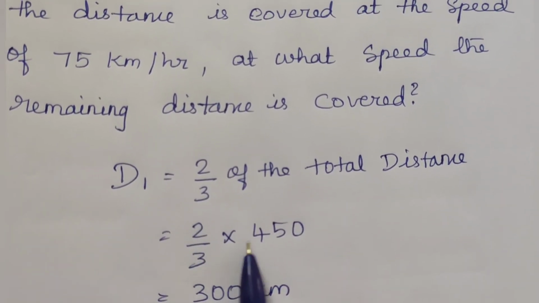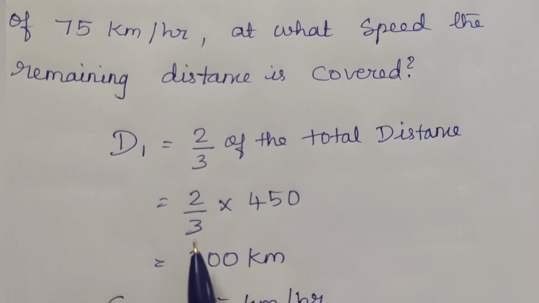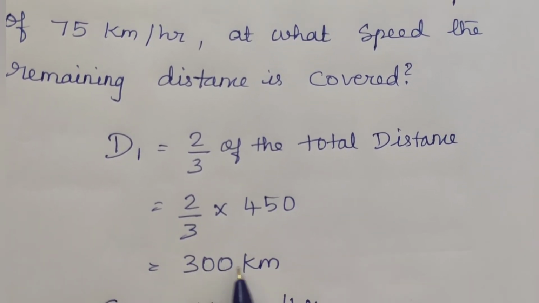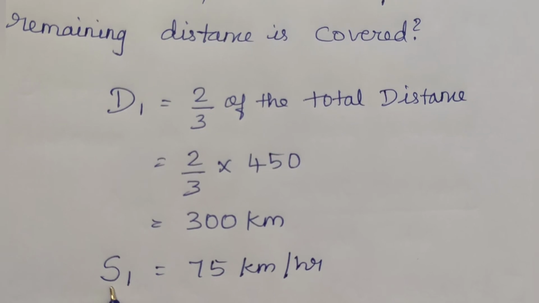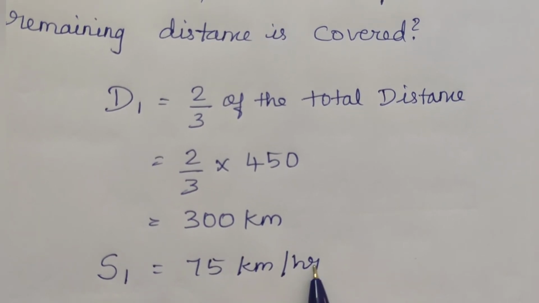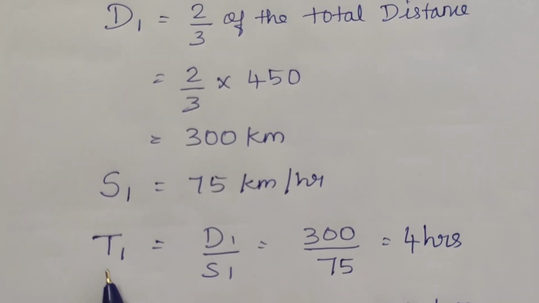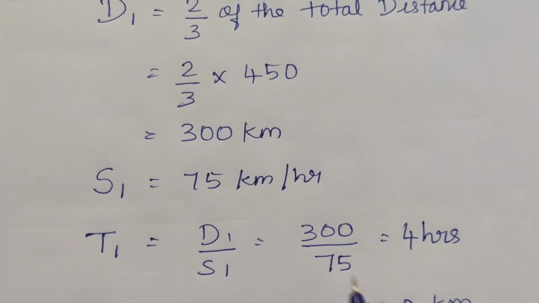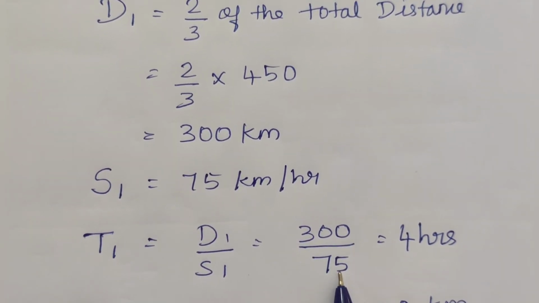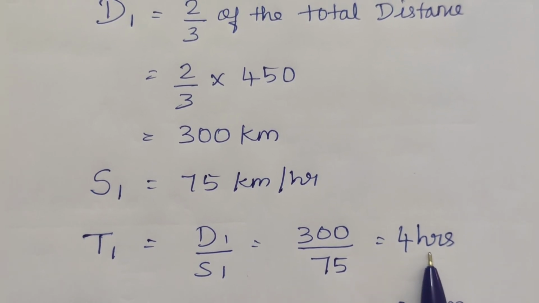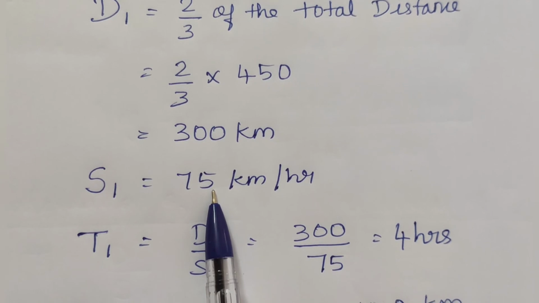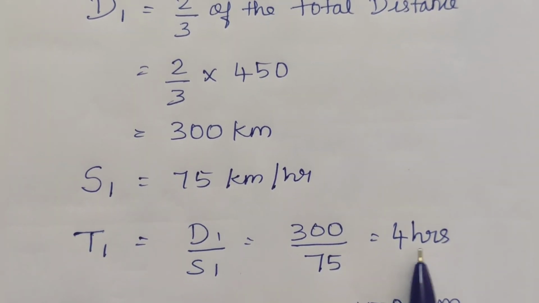2 by 3 of total distance 450: 3 goes in 450, 150 times, 150 into 2, 300 km. Speed 1 is 75 km per hour, which is given in the question. So time 1 is equal to distance 1 divided by speed 1, which is 300 divided by 75, 4 hours. So to cover 300 km at a speed of 75 km per hour, it took him 4 hours.